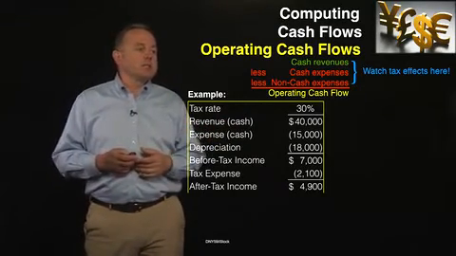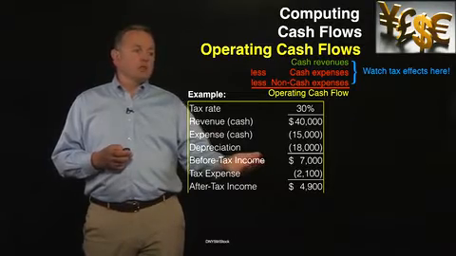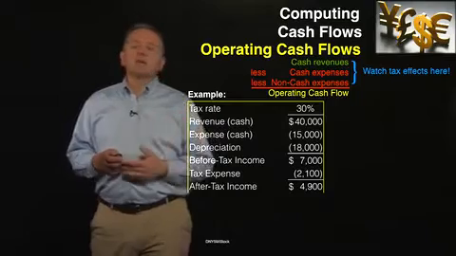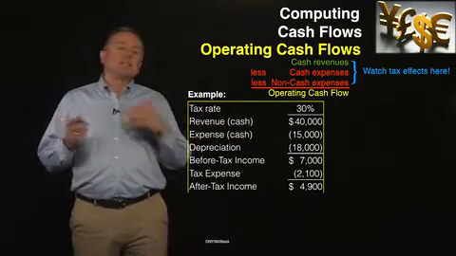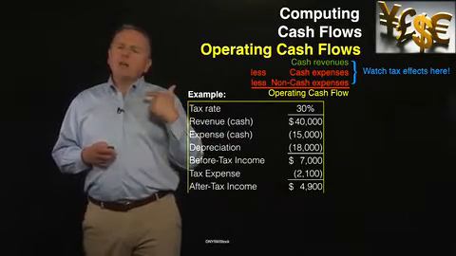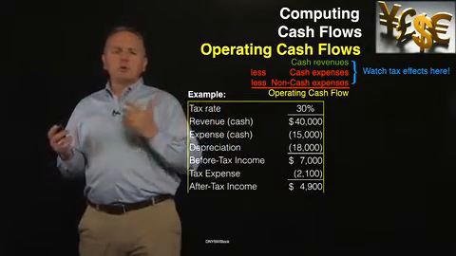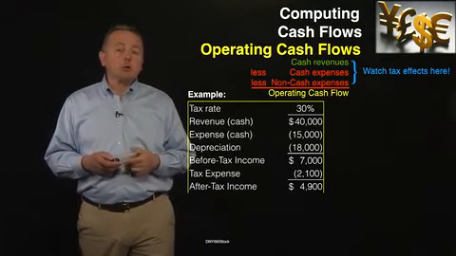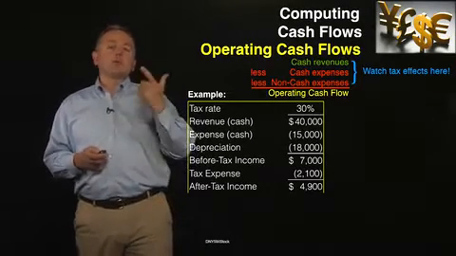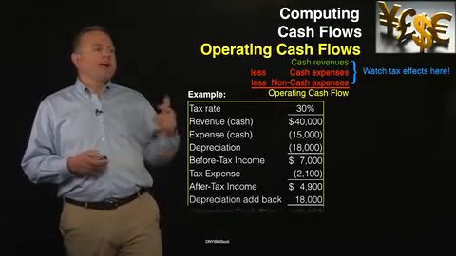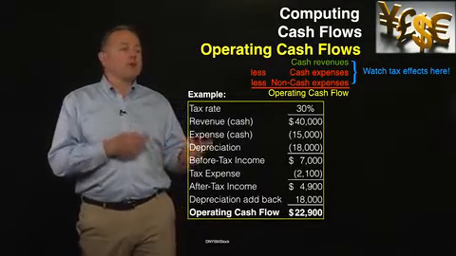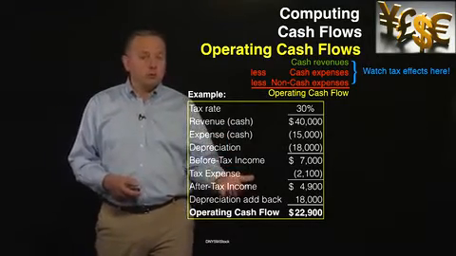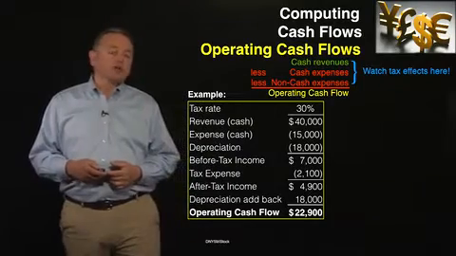Before tax income is $7,000. Tax expense, which is just going to be 30% of that $7,000, is $2,100. After tax income, $4,900, a classic income statement. How do I get this from income to cash from operations? If you know your statement of cash flows, you know that little move here, the depreciation add back move. If I add back the depreciation, I'm converting the after-tax income of $4,900 to cash flows after tax of $22,900.